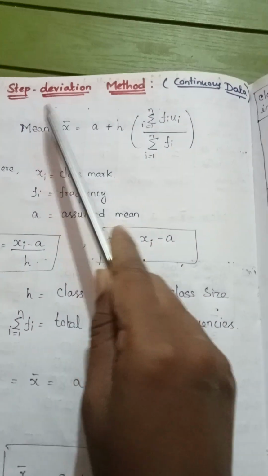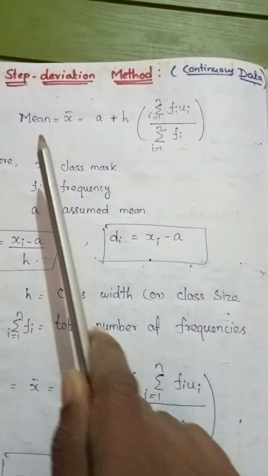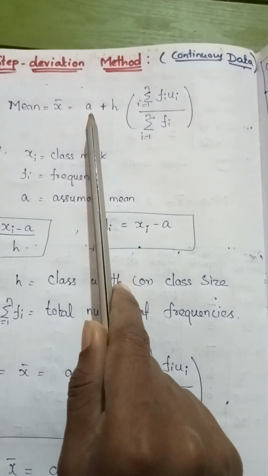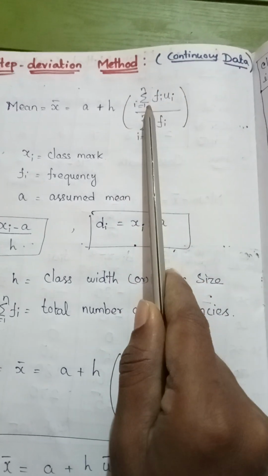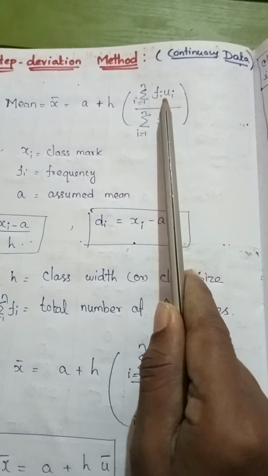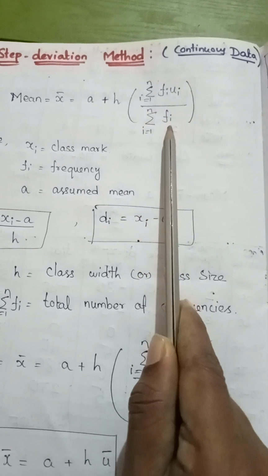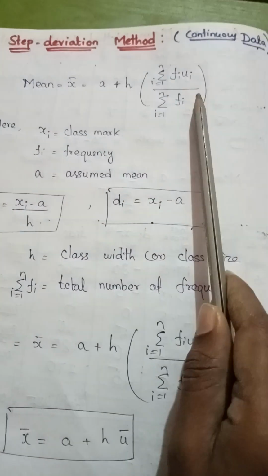This video: step deviation method for continuous data. So, first formula: mean, x bar, equals small a plus h times the summation from i equals 1 to n of fi ui, divided by the summation from i equals 1 to n of fi. Division is this side only. So, this is the formula.